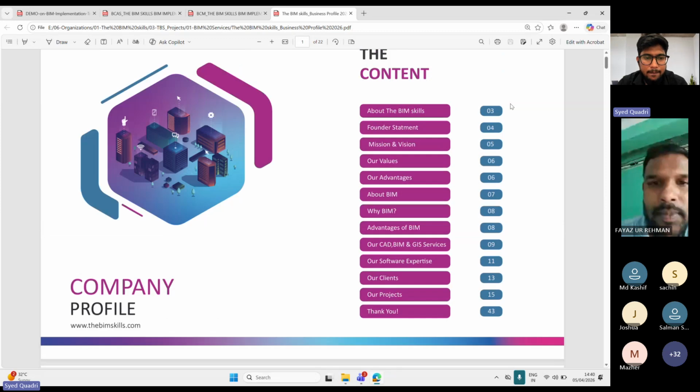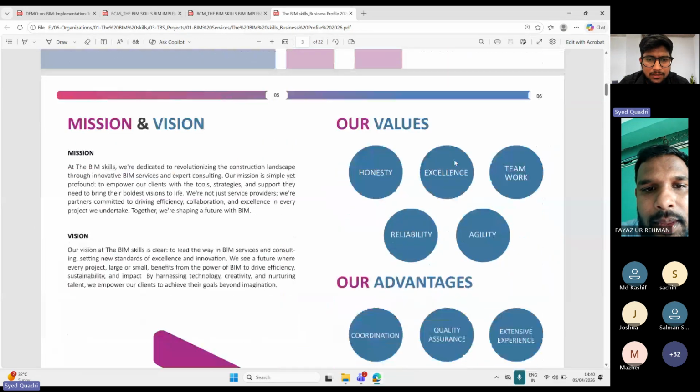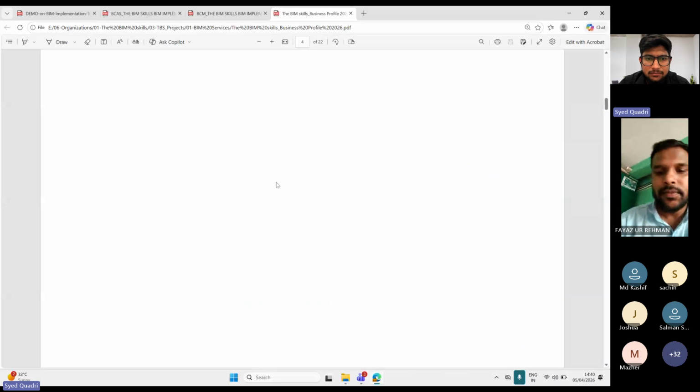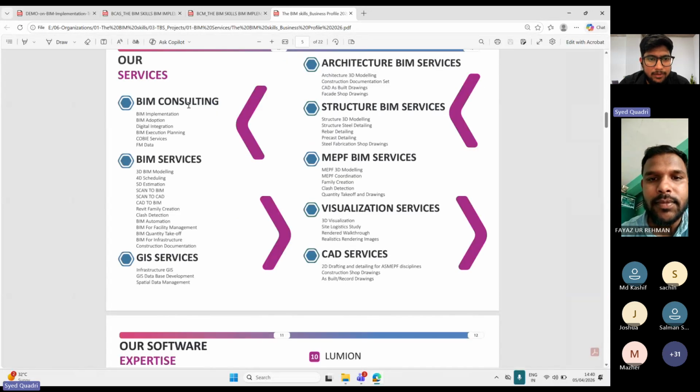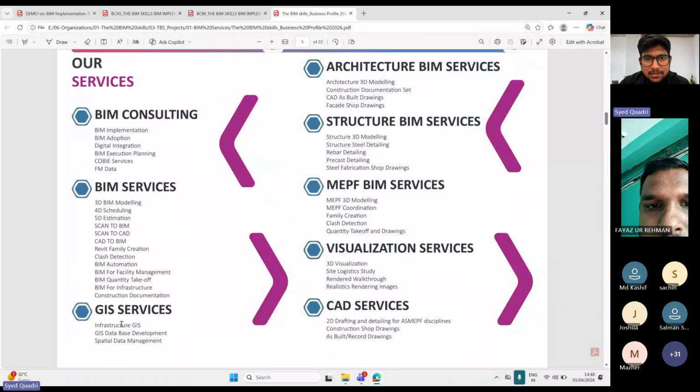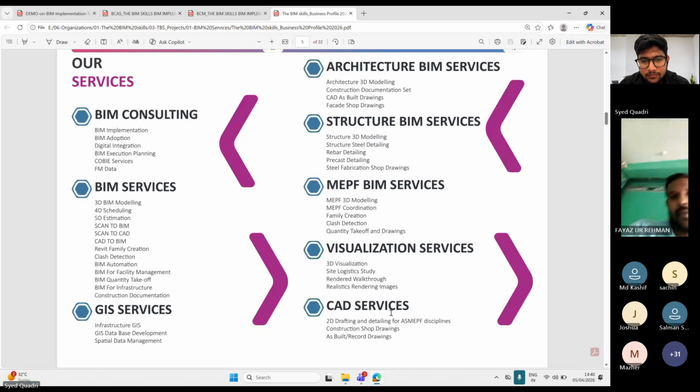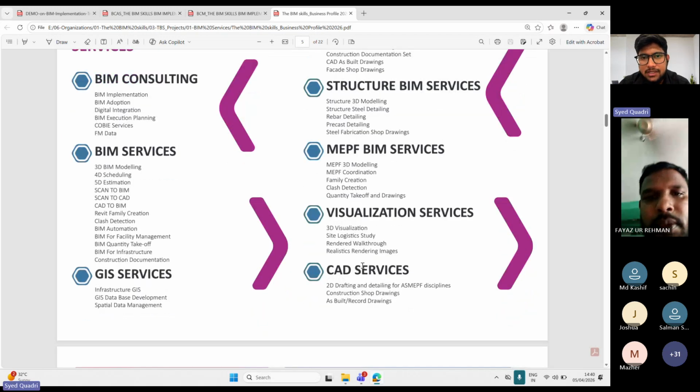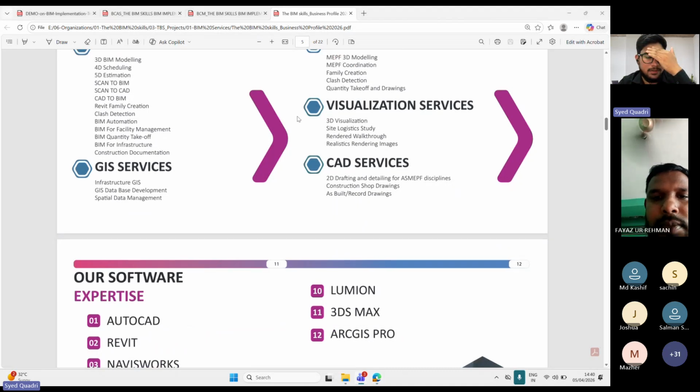You can see our profile. As I discussed, we are delivering multiple services. We provide BIM consulting services and BIM services. In BIM services, you can check out, we provide 4D, 5D, scan to BIM, CAD to BIM, family creation, BIM for facility management, and quantity takeoff. We also provide BIM to GIS services, which we did for 2 clients. Along with this, we provide architecture BIM, structure, MEPF, visualization like rendering and walkthroughs, and CAD services. Whatever services we practice helps us gain more experience.